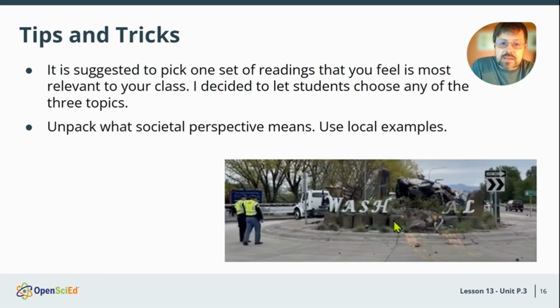I also think this lesson provides a good opportunity to really unpack what societal perspective means and to bring in local examples. For example, in my local community of Washougal, there are roundabouts along a highway, and they're often run into, as seen in the picture below. That's something I'd like to bring in as another topic about what the pros and cons are from a societal and safety perspective related to roundabouts.